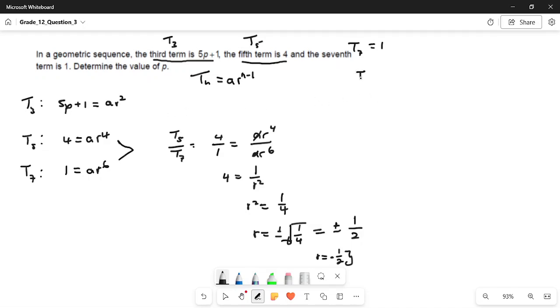I will take the ratio of t sub 3, and the simplest one, let me take this one with the 1, t sub 7. So we'll have 5p plus 1 divided by 1 is equal to a r squared divided by a r to the power 6. My a's will cancel, and then let me just say r to the power 2 minus 6. This side will have 5p plus 1, and then this will be r to the power negative 4. So I can rewrite that as 1 divided by r to the power 4.